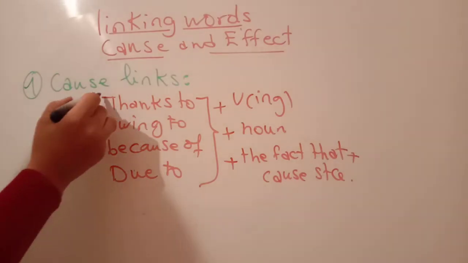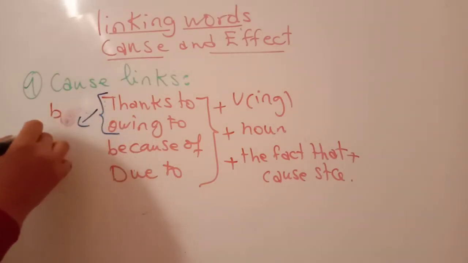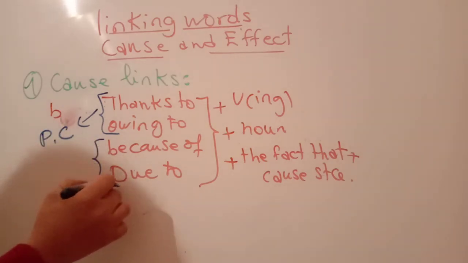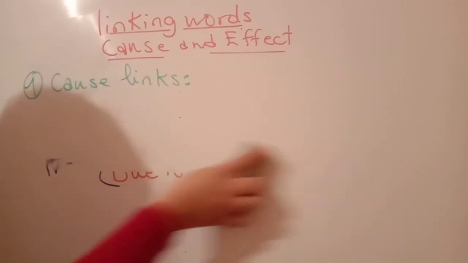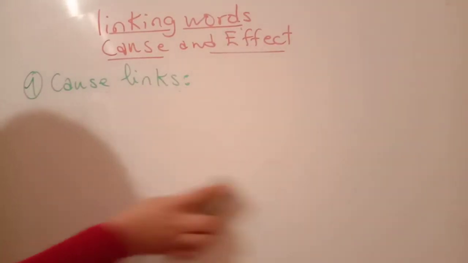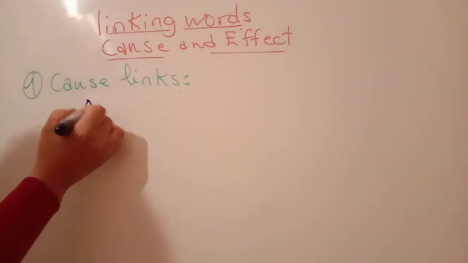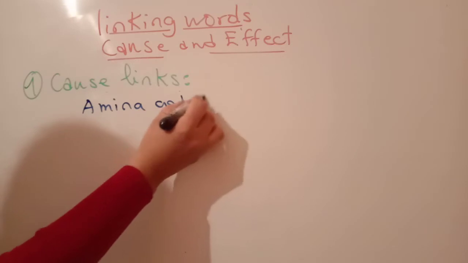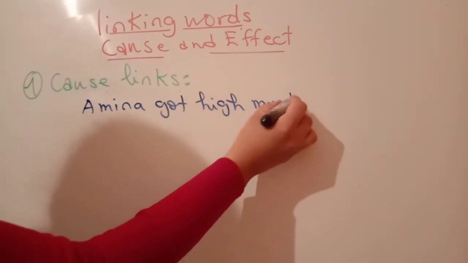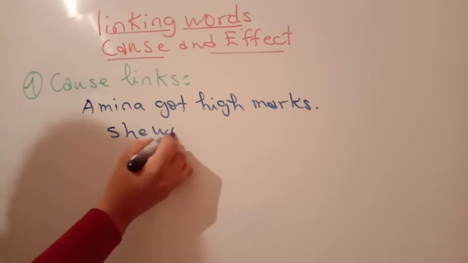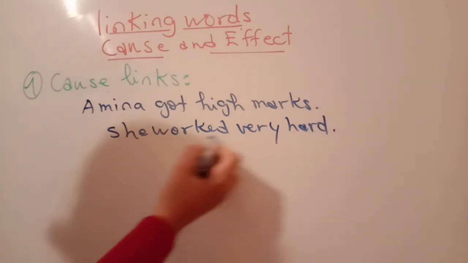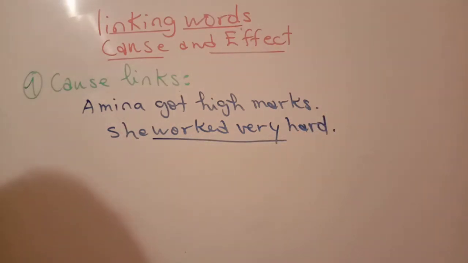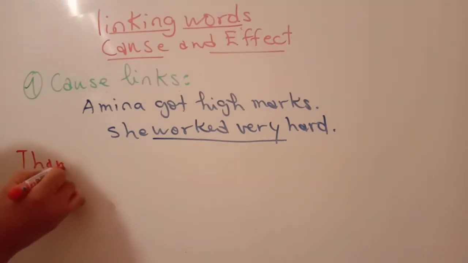So we are going to work them in an example. Bear in mind that thanks to and owing to are used with positive causes. Because of and due to are used with negative causes. Okay, so let's study examples. So let's work with the same example of Amina. So Amina got high marks. Okay, she worked very hard. So here, as you see, we have a positive cause. So we can use thanks to. Okay, so let's work it with thanks to.